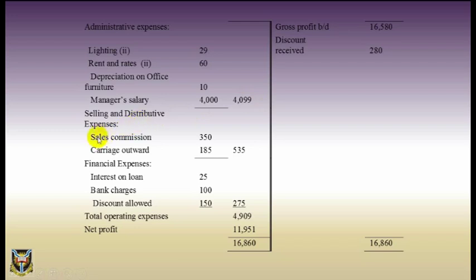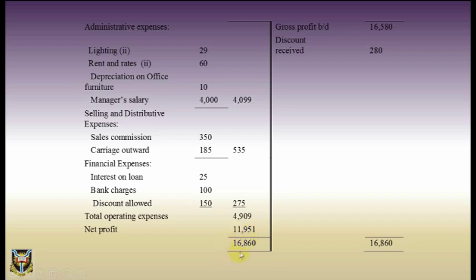Selling and distributive expenses. Sales commission 350. Carriage outward 185. Making 535. Financial expenses. Interest on loan 25. Bank charges 100. Discount allowed 150. Total 275. Total operating expenses 4,909. Net profit 11,951.